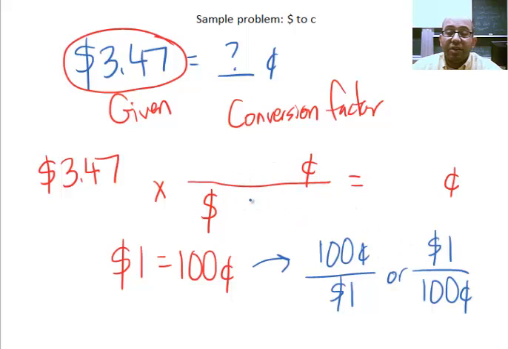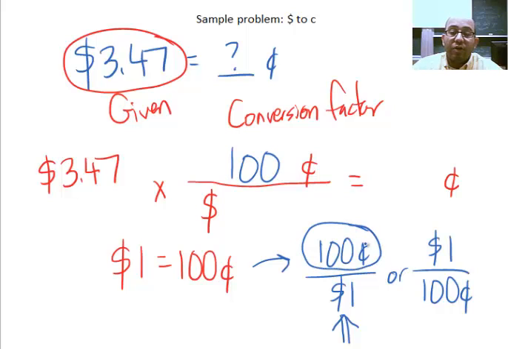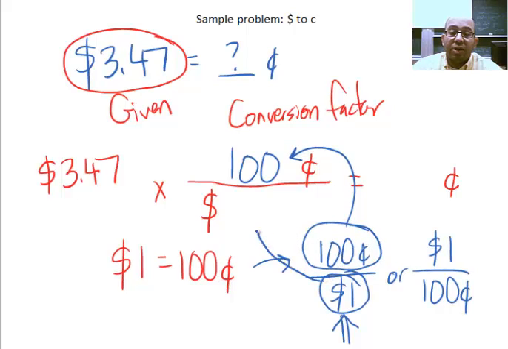So I look here and I say, look, oh, there's dollars on the bottom, so I got to pick this choice here that's on the left as the conversion factor I'm going to use in this problem. So I'm going to write 100 next to cents because that's the number next to the cents. And the number next to the dollar is 1. And now I do the math.